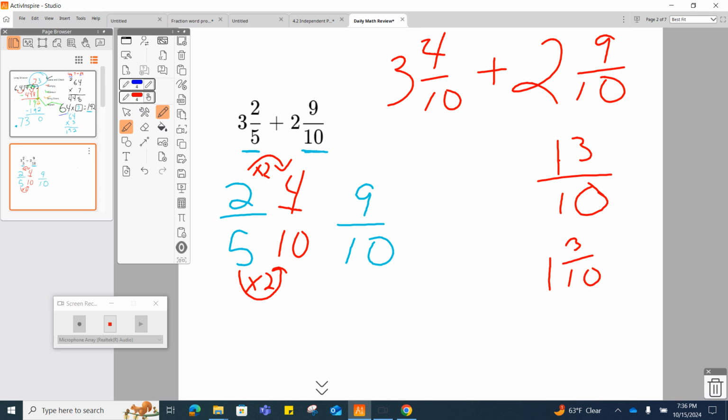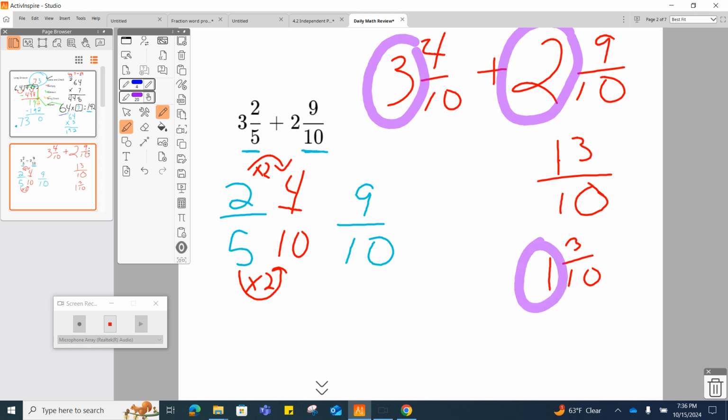So I now have, let's go here, okay? This should be highlighter. I want you to see this. I have this 3. See if it shows up. Nope. That 3 is a whole number. This 2 is a whole number. And down here I have 1 and 3/10. That 1 is a whole number. So it's 3 plus 2 is 5. Plus this 1 down here is 6. And I still have 3/10. Oh, the highlighter writes better than the pen. So the answer is 6 and 3/10.